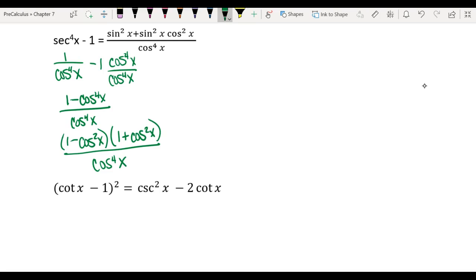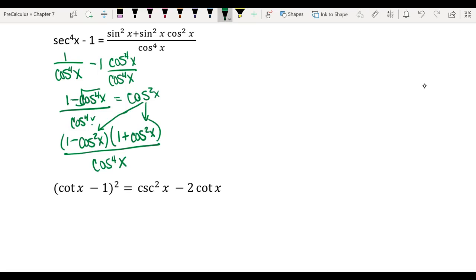I can explain it. If I have 1 minus cosine to the fourth of x, these are both squares. 1 squared is just 1, so that's why the 1 gets written down. What you do is you square root this. If you square root cosine to the fourth, you get cosine squared. It divides that exponent by 2.